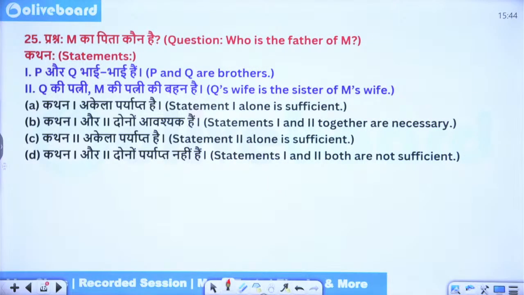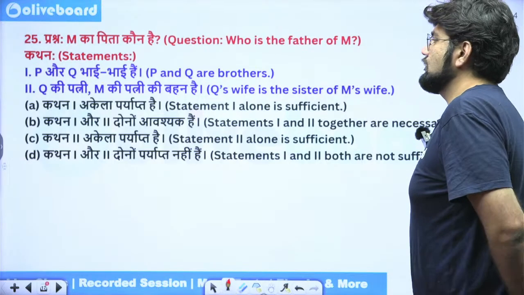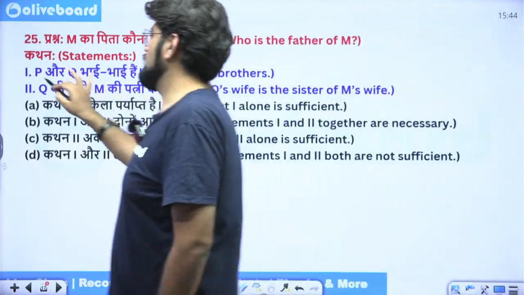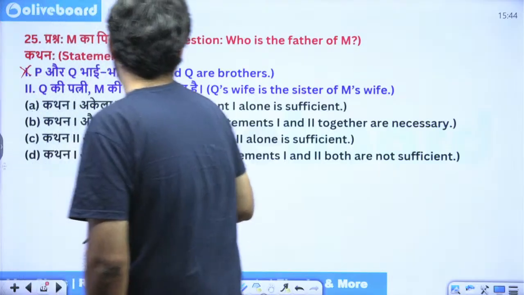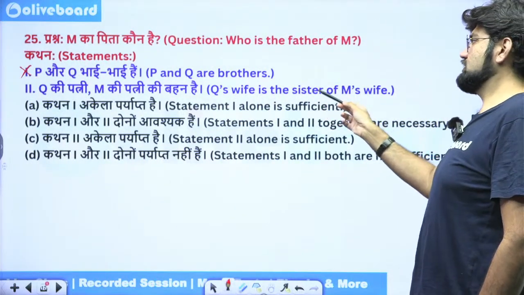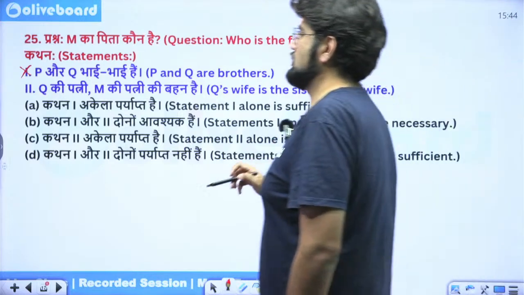Who is the father of M? Statement 1 alone is sufficient, 2 alone is sufficient, both are not sufficient, both are necessary. So P and Q are brothers. Again, just by reading you can conclude 1 alone is not sufficient. Q's wife is sister of M's wife. Who is the father of M? Q's wife, sister of M's wife, also not sufficient.